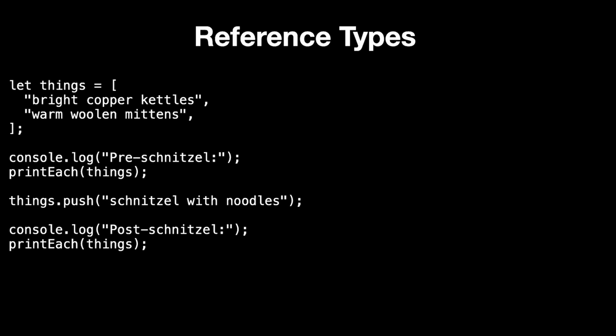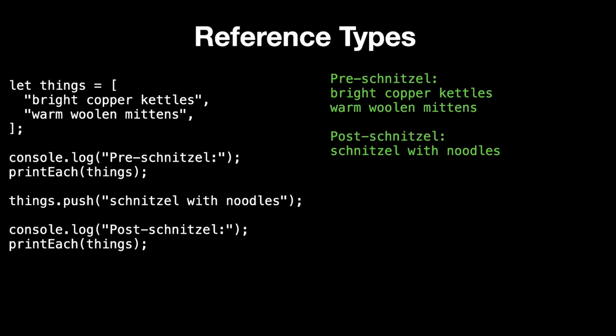Can I give you a quick taste of why reference types can go away? So what are we talking about? Real quick, here's some JavaScript. What's this code going to print? I've got an array of two things. I log it pre-schnitzel, and I print all the things. Then I add schnitzel with noodles to the list. Push means append in JavaScript, because JavaScript is catawampus. And then I print all the things again. And here's what it prints.